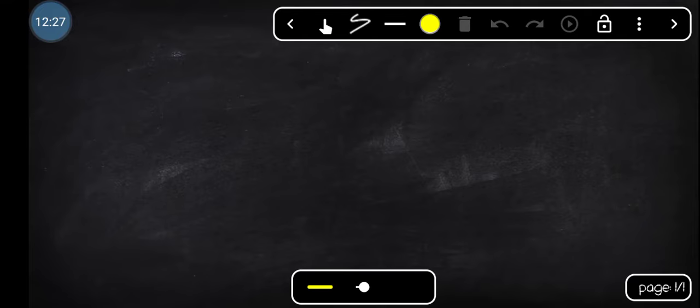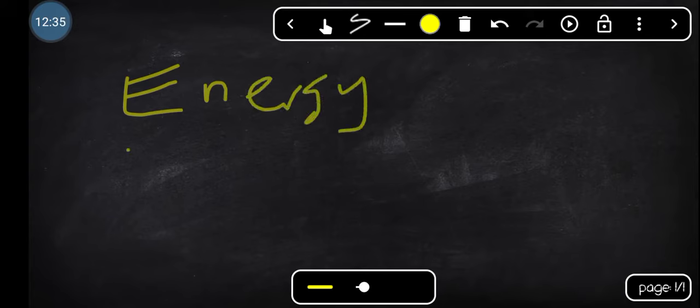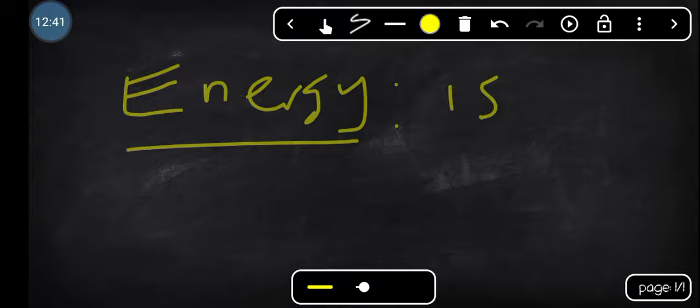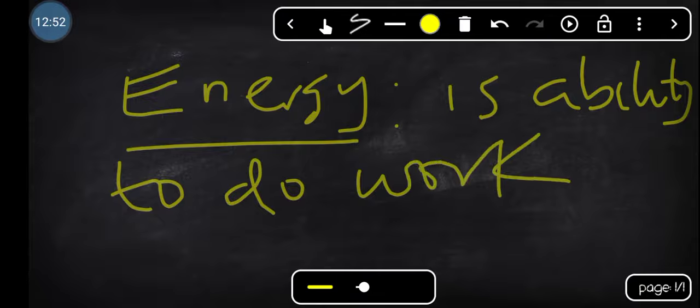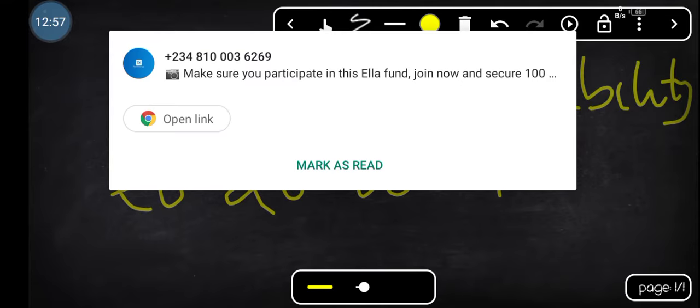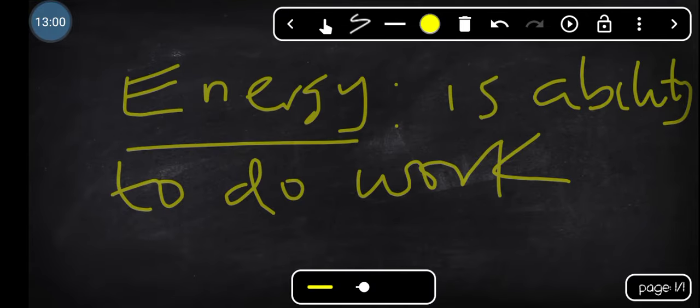So another thing we have to know now is to look at energy. What is energy? Energy is the ability to do work. You can say it is the capacity, the capacity or the ability to do work. It is a scalar quantity also.